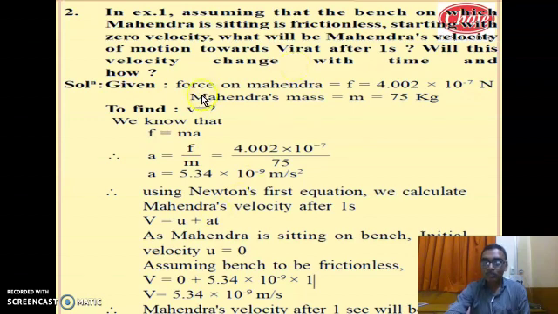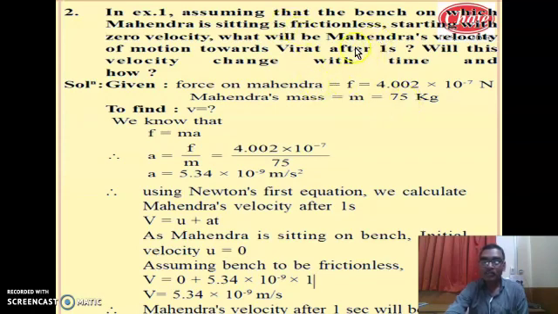So here the force between Mahendra and Virat is constant, independent of the two masses. It is the same for both objects. This force acts on Mahendra by Virat, and on Virat by Mahendra. The force on Mahendra is whatever we calculated in the earlier problem, 4.002 into 10 raised to minus 7 Newton. The mass of Mahendra is known to you, 75 kg.